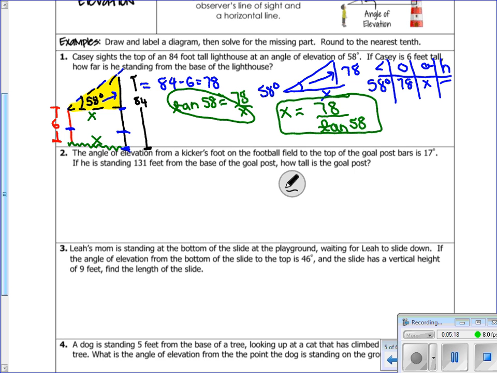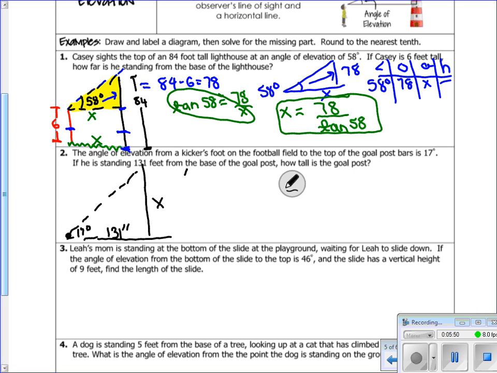For the next one, we have the angle of elevation from a kicker's foot on the football field to the top of the goal post bars, which is 17 degrees. So here's my foot. Here's the top of the goal post bars right here, right? And the angle is 17 degrees. If he's standing 131 feet away, what's x? So you have everything you need there.